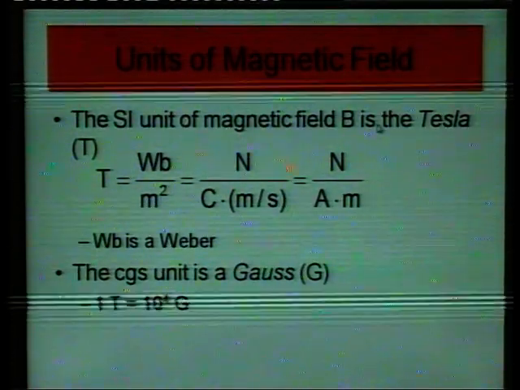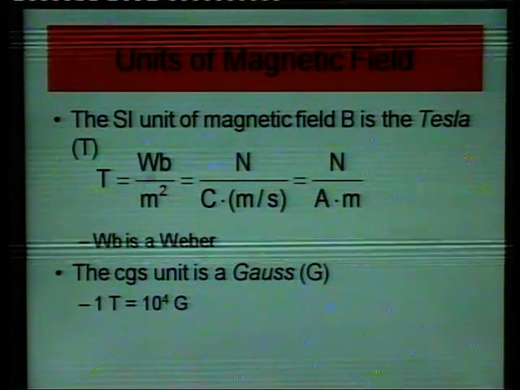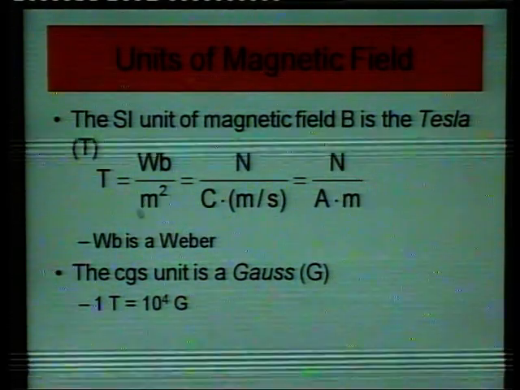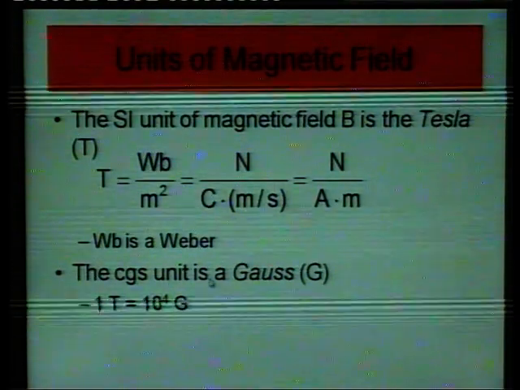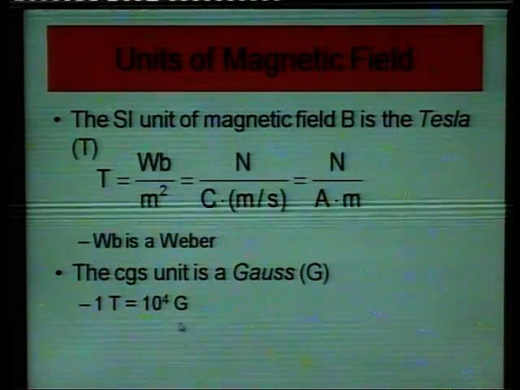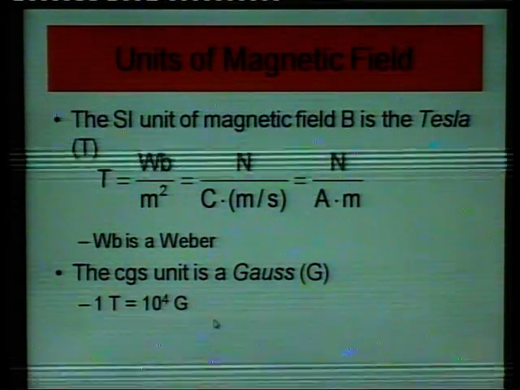The SI unit of magnetic field is Tesla. We know this, Tesla is 1 Weber upon meter square. Also this is the SI unit. In the CGS system, the unit of magnetic field is Gauss, and 1 Tesla is equal to 10 raised to the power 4 Gauss.